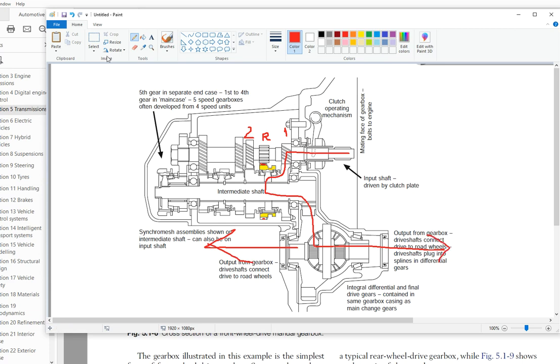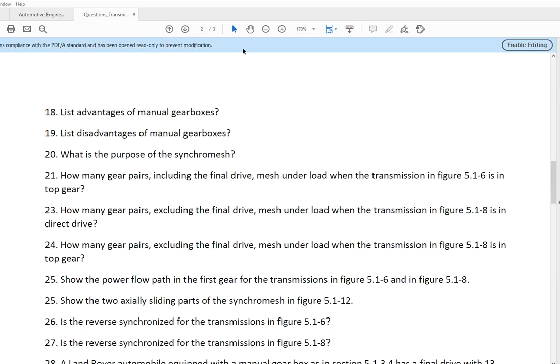Okay, so again, the first gear goes this way, to answer the question that I formulated. And okay, power flow. I think we answered all these questions.